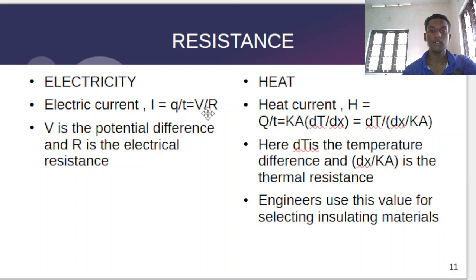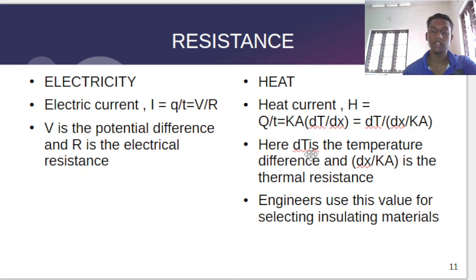Similarly, in heat we can mention a quantity as heat current. If electric current is the flow of charges in a time t, then heat current can be defined as the flow of heat in a particular time t. So we have mentioned earlier that Q by t will be equal to K, which is the thermal conductivity, multiplied by A, which is the area of cross section, and again multiplied by dT by dx, which is the temperature gradient. Here we can rearrange it by taking dT in the numerator and the other terms, that is dx, which was already in the denominator, divided by K into A.